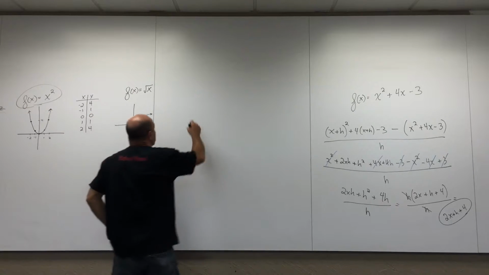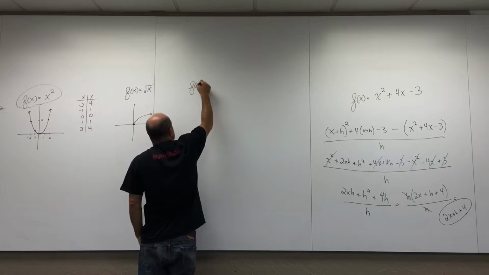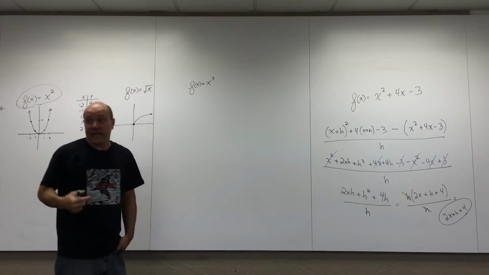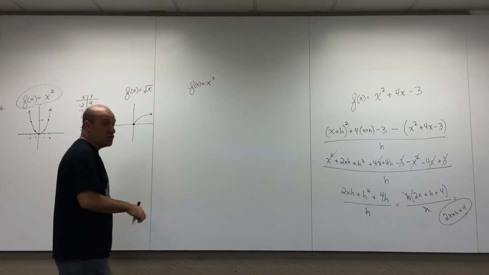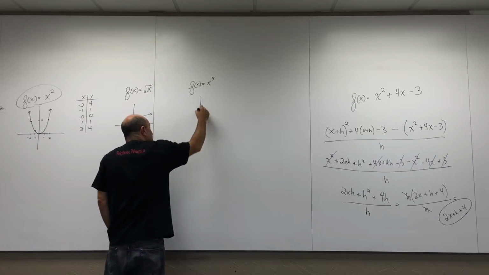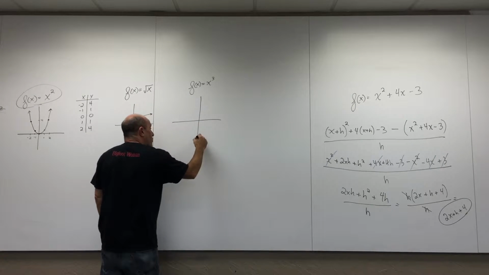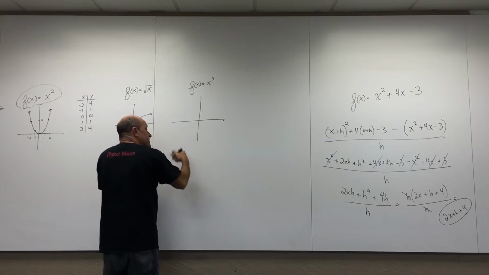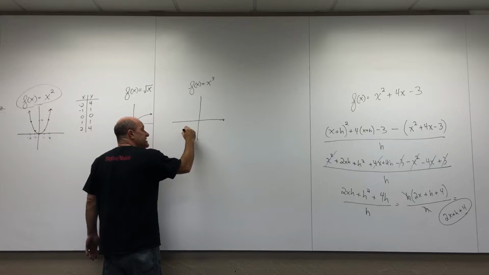A couple more, please. Look at this one. F of x equals x cubed. That's x to the third power. You know, that's x times x times x. That's x cubed, or x to the third power. We'll study this guy in a little more detail up in chapter 4. But right now I'm just getting you used to some basic functions.